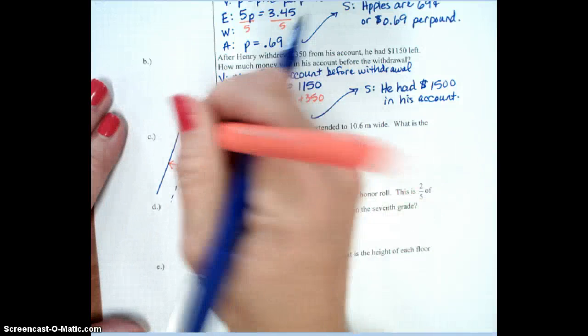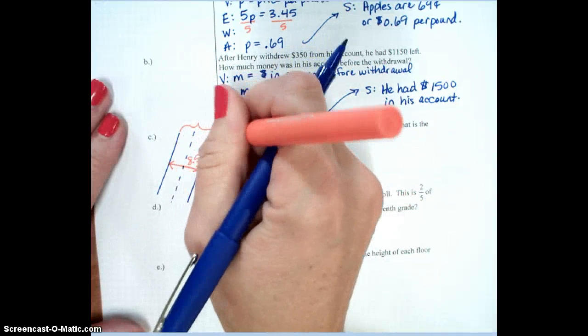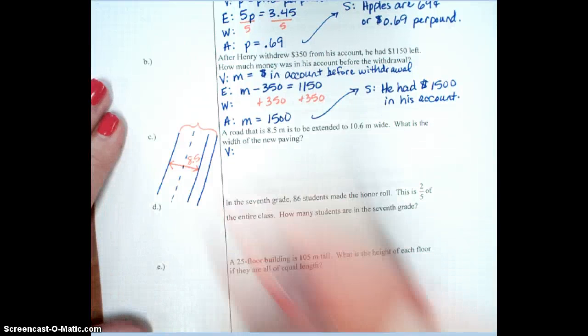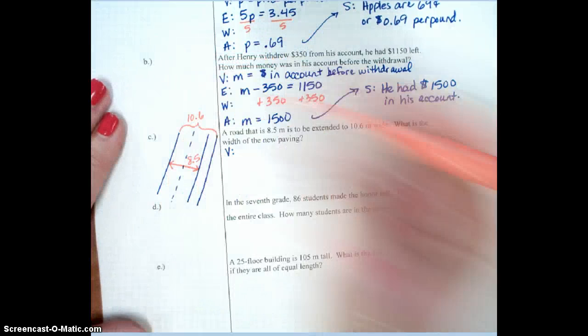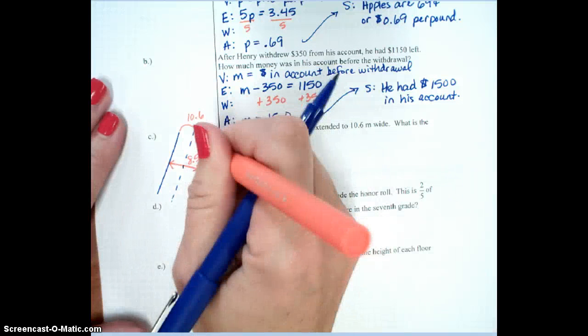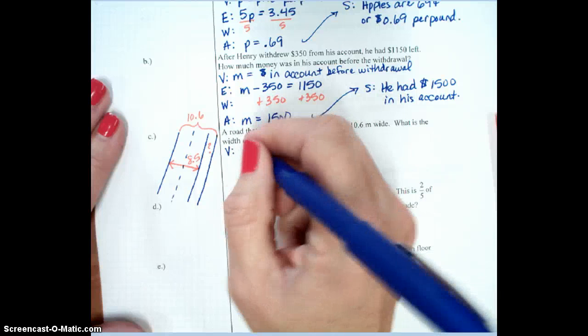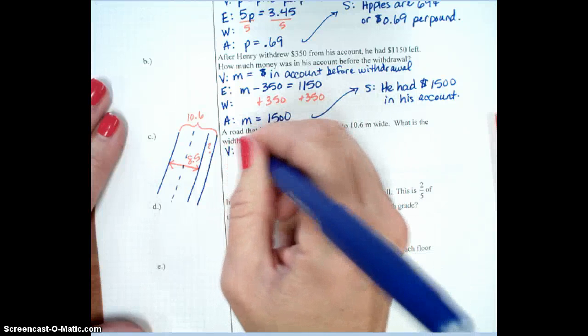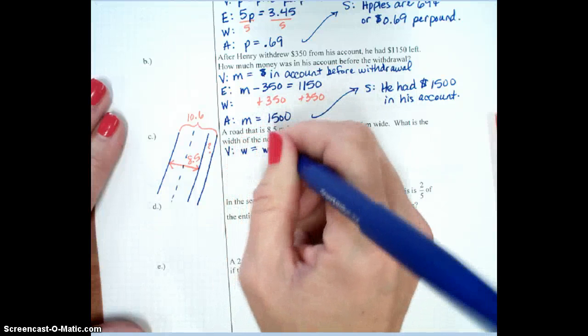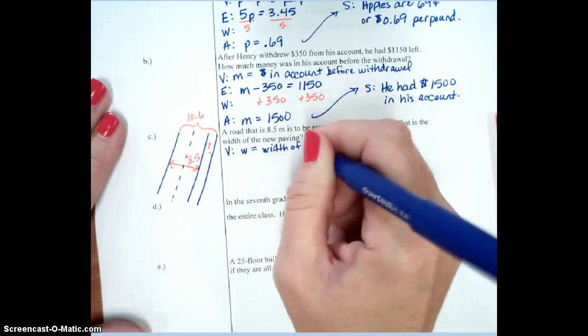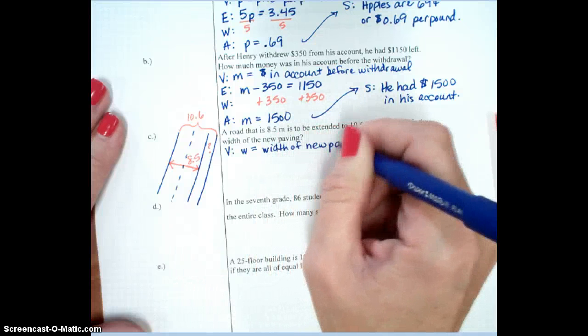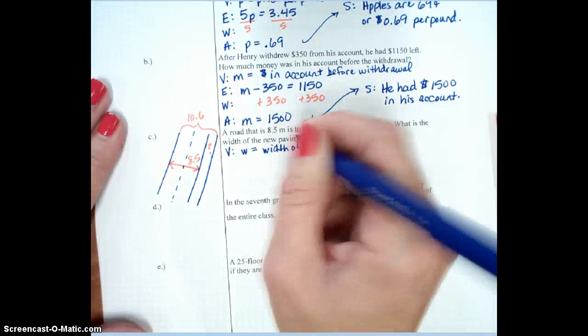And the new width is going to be 10.6. So what it's asking for is, how wide is this new paving? So I'm just going to let W represent the width of the new paving, because that's what the question is asking for.